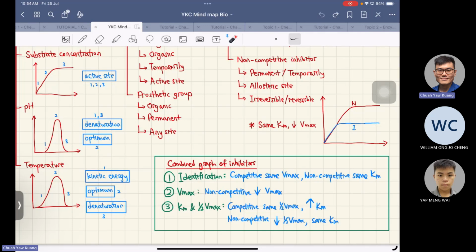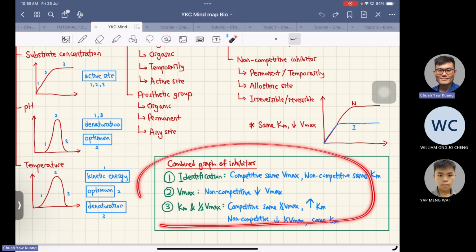So for this one, if you feel confused, this is basically what we can explain. How can you explain that? You just follow that only.